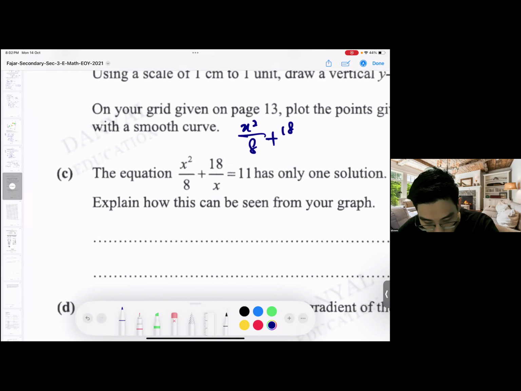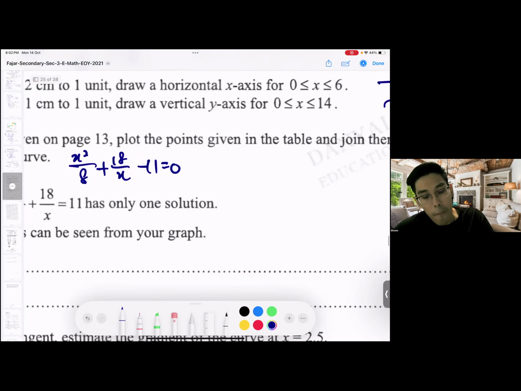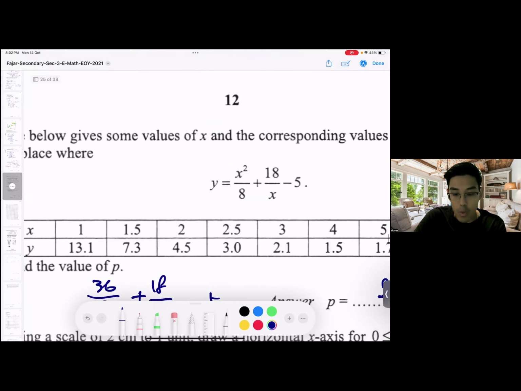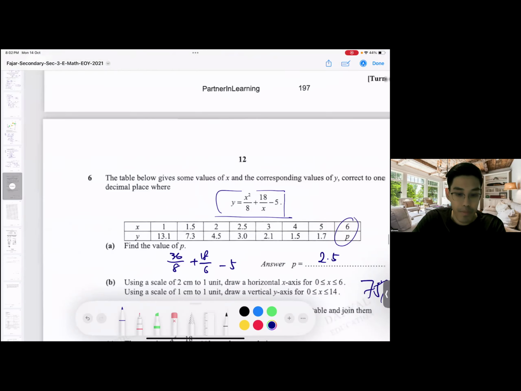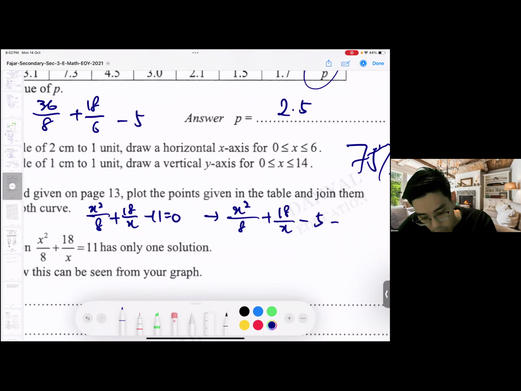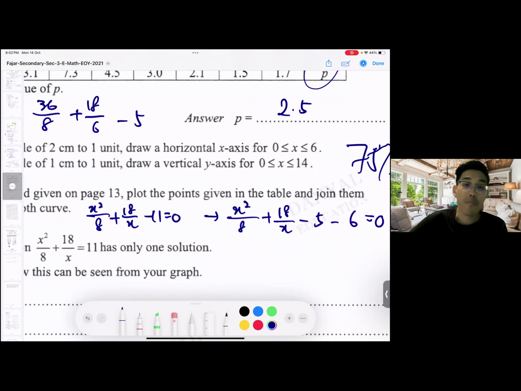8 plus 18 over x. What we are going to do is bring the 11 over to become -11. Then we are not done yet. We need to compare this with the original equation. It's actually x squared over 8 minus a plus 18 over x minus 5 minus 6 equals to 0. In a way, we are still using the same idea as in direct and inverse proportion in Sec 2. It's the same thing actually.